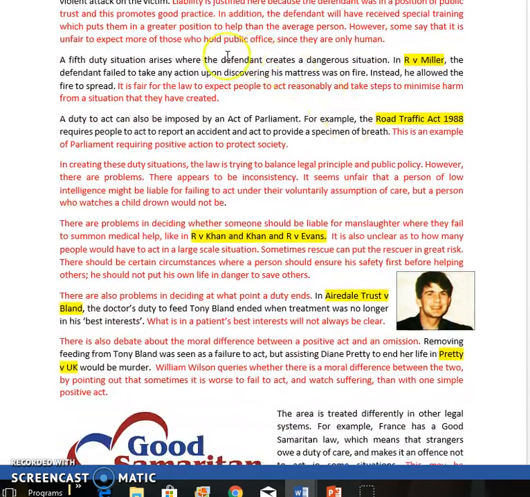So moving on to our fifth duty situation, this is where the defendant creates a dangerous situation. So in Miller, he'd caused a fire to start, albeit it was accidental, but he allowed the fire to spread. My evaluation of that is that Miller seems to be a fair case because it's fair to expect people to act to minimise harm that they have created.